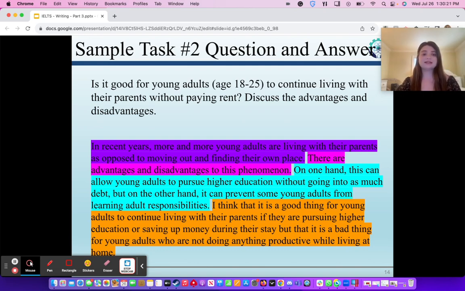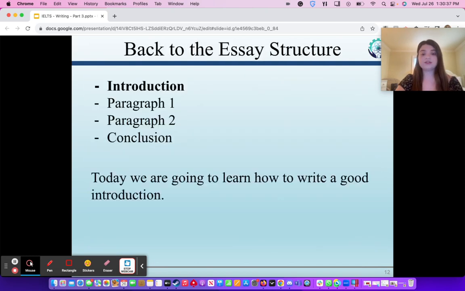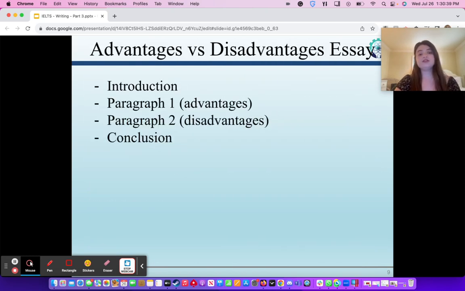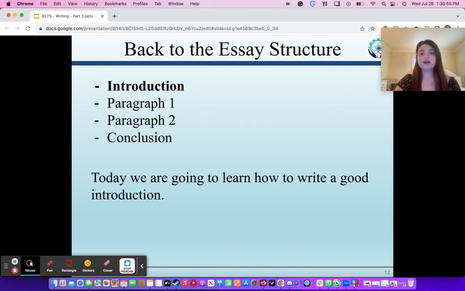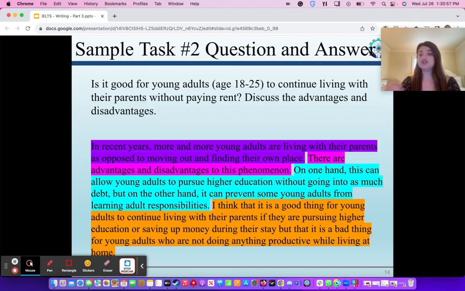The first question asks, is it good for young adults age 18 to 25 to continue living with their parents without paying rent? Discuss the advantages and disadvantages. Okay, so this one clearly is an advantage and disadvantage essay. And so going back to the structure for that, that means we need to do an introduction. We need to write a paragraph with advantages and a paragraph with disadvantages and a conclusion. So that means in our introduction, when we're introducing our ideas, we need to introduce at least one advantage, at least one disadvantage.